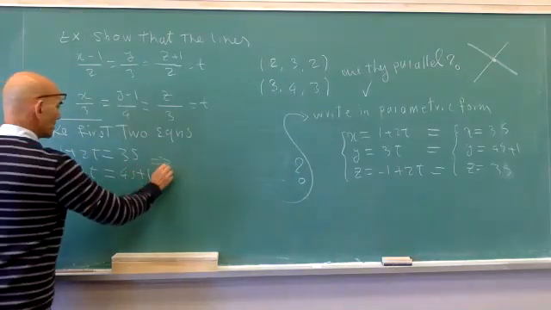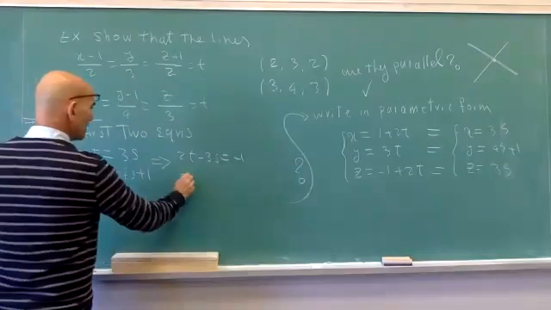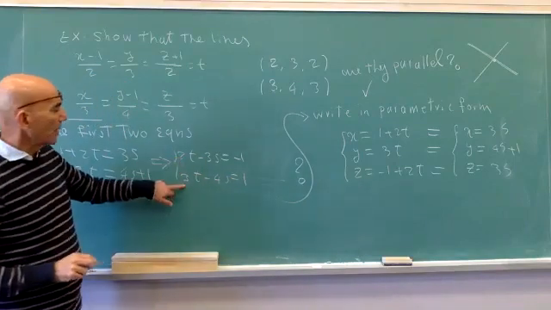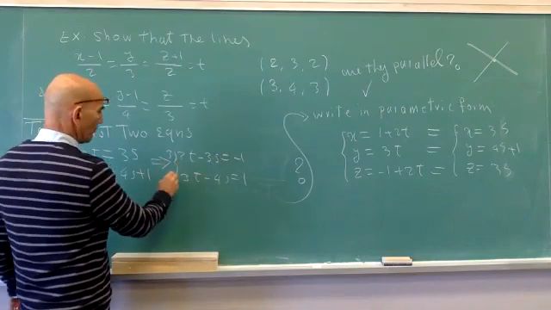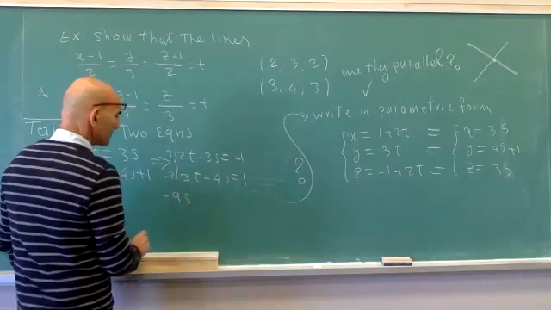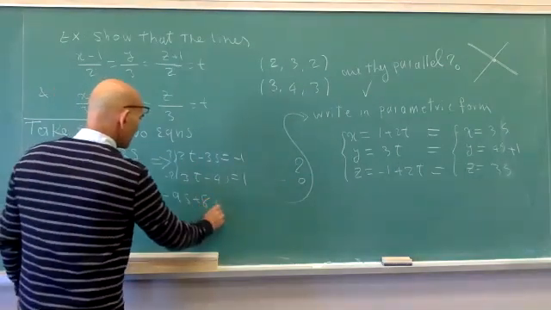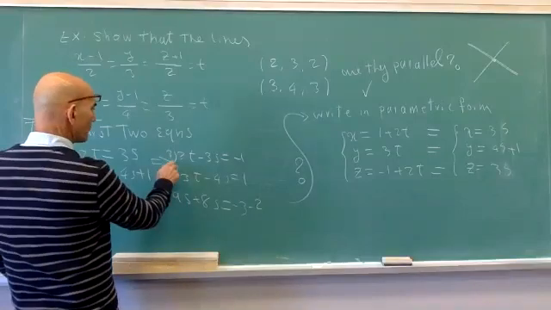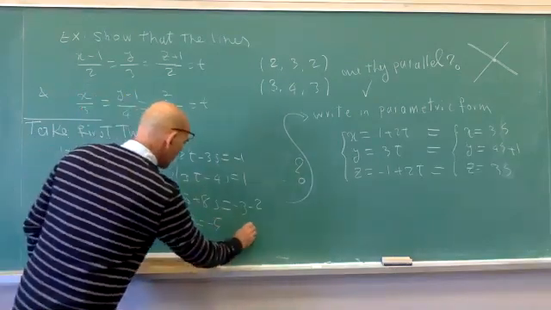Let's solve this. This equation is 2t minus 3s is equal to negative 1, and 3t minus 4s is equal to 1. Multiply this by 3, multiply this by negative 2, and then add. You cancel t this way, then you get negative 9s plus 8s is equal to negative 3 minus 2. So negative s is equal to negative 5, so s is equal to 5.